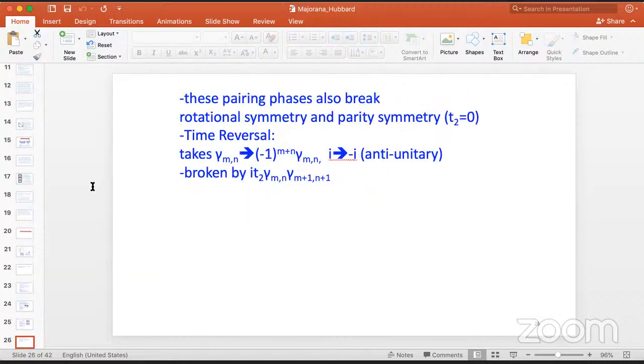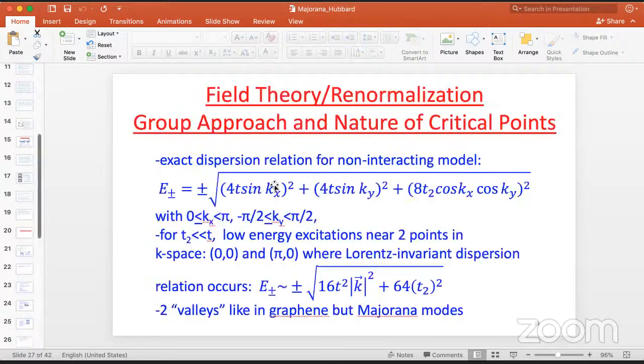So these pairing phases also break rotational symmetry and, for T2 equals 0, parity symmetry and time reversal. Time reversal takes gamma_mn to (-1)^(m+n) gamma_mn, and i to -i. And this is broken by the second neighbor hopping term. Now let me talk about the field theory renormalization group approach and the nature of the critical points.